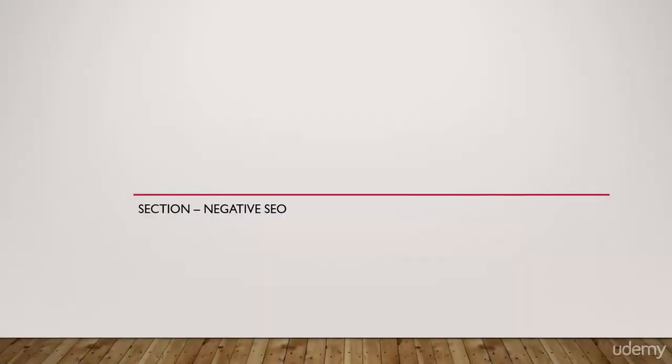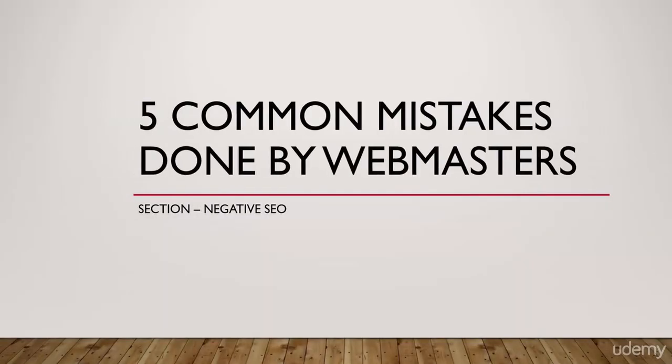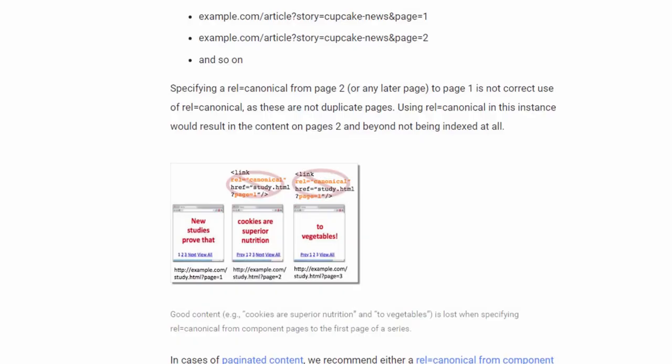In this lecture, we are going to learn 5 common mistakes that are made by webmasters, as mentioned in the Google Webmaster Central blog. The first mistake is assigning a canonical tag to the subpages of each post. For example, let's assume that a post has 10,000 words and you have split it into 10 pages.